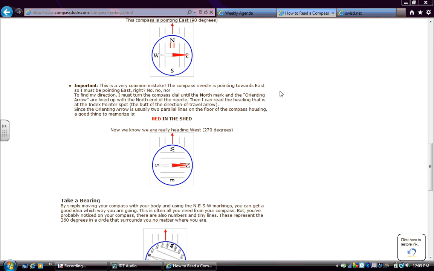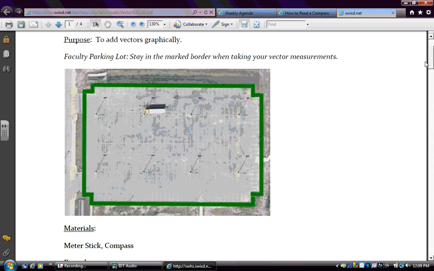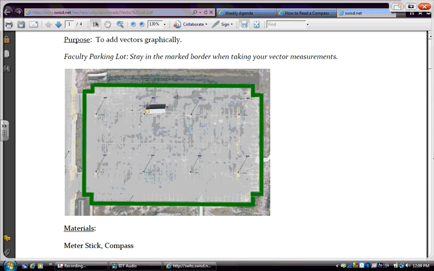Alright, so now that everybody knows how to use a compass, we're going to go ahead and look at what our activity is for today. We're going to be going out to the teacher's parking lot. And you'll know that when we walk out here, we generally walk in from this direction over here. Our goal for today's lab is to add vectors graphically. So we're going to be taking some measurements using a meter stick and a compass.